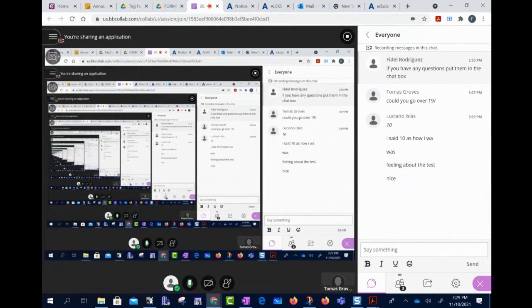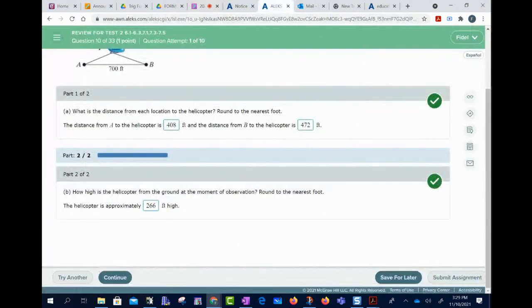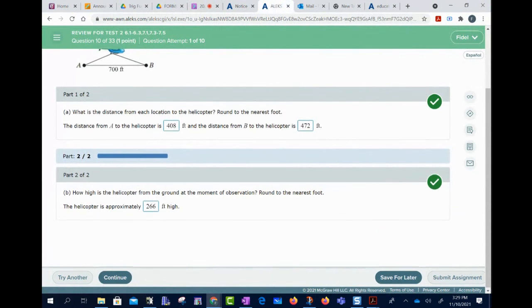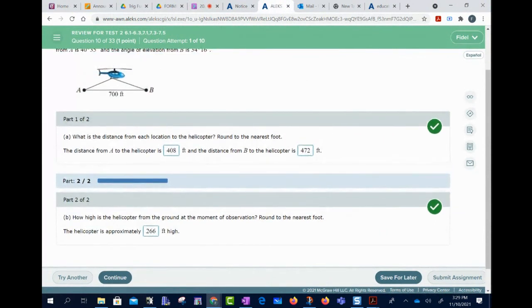Oh, okay. He didn't ask number 10. He said number 10 was how he was feeling. But it's okay. Well, we did number 10 anyway. All right. So, in case you were wondering about number 10, now you know how to do it, right? Yeah.